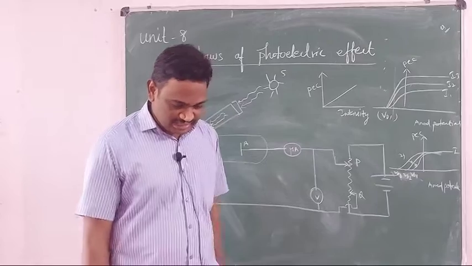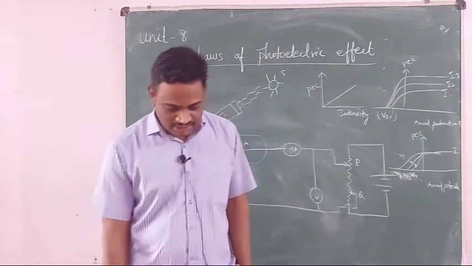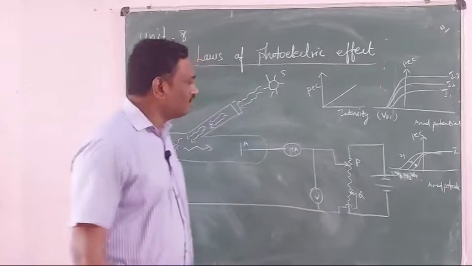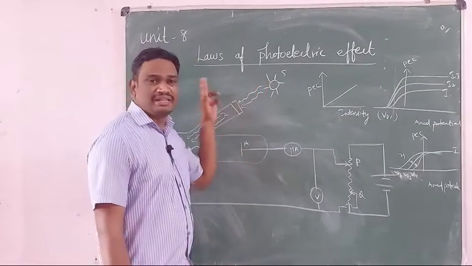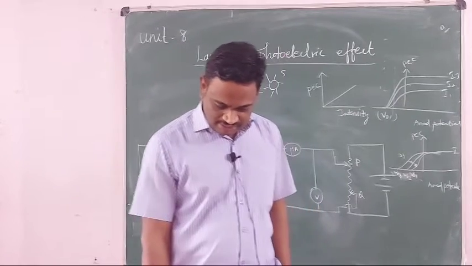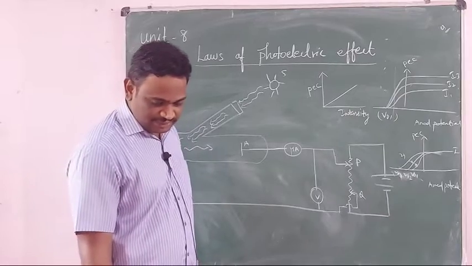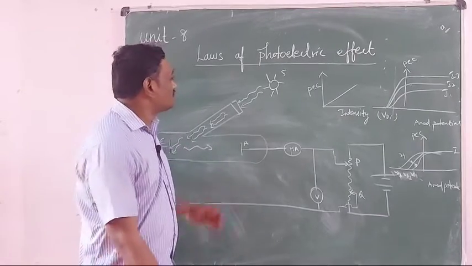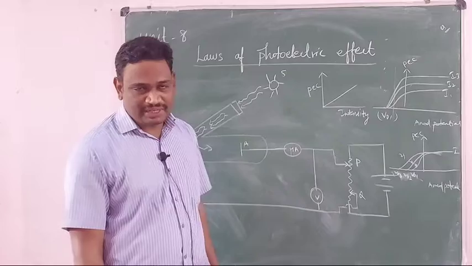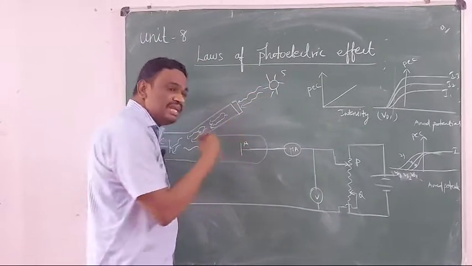So the maximum kinetic energy of photoelectrons depends only on the frequency of incident radiation and is independent of intensity of incident radiation. Here the third statement is, the maximum kinetic energy of photoelectrons is independent of intensity of incident radiation. And then the fourth one, for a given surface, the emission of photoelectrons takes place only if the frequency of incident radiation is greater than a certain minimum frequency. So the incident radiation must have a minimum frequency.